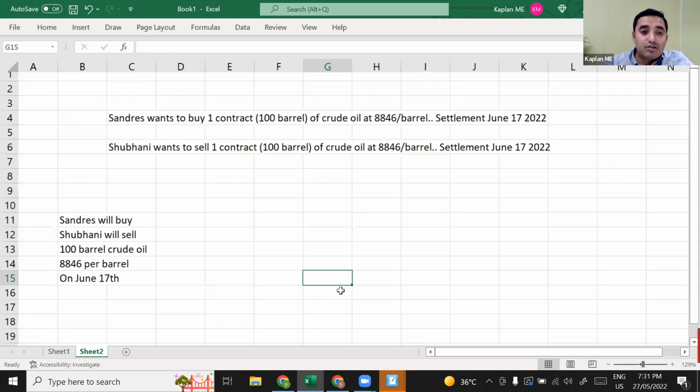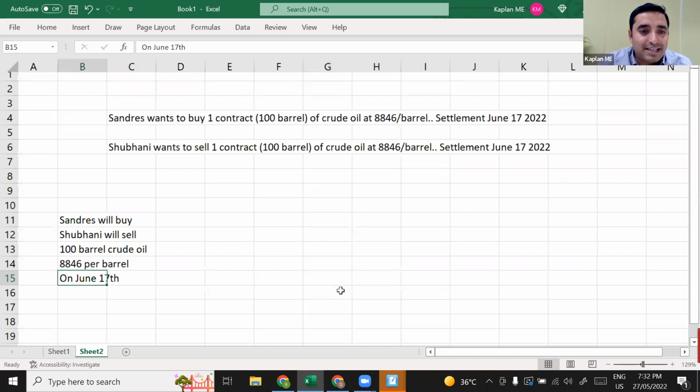Do you really think Shubhani will be able to actually deliver crude oil, or Sandras will actually be able to take delivery of 100 barrels of crude oil? No, Sandras is just a speculator. He's not an ADNOC or a company which really needs crude oil, or wants to sell crude oil, right? He's just a speculator. So the way it works here is, people don't deliver the underlying. That is not how future contracts work. People don't deliver. People wind up the contract. So once you enter into the contract, any time before the expiry, you can wind up your contract. Now, how does that work?